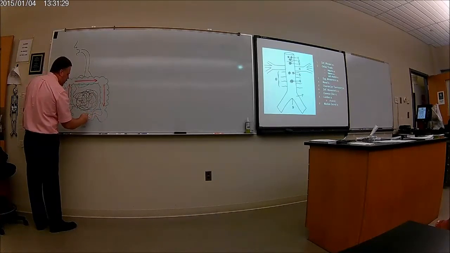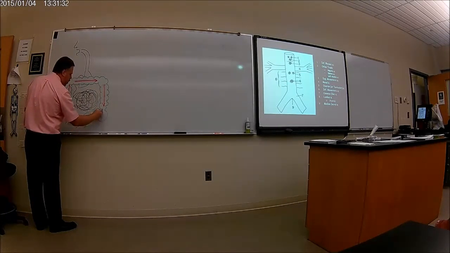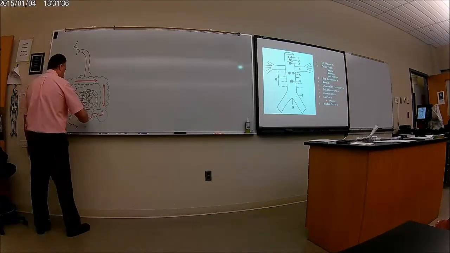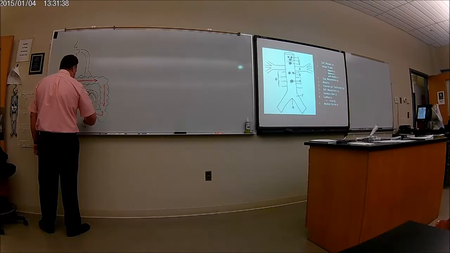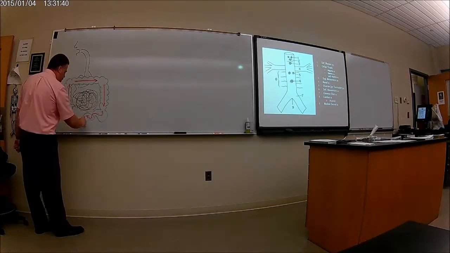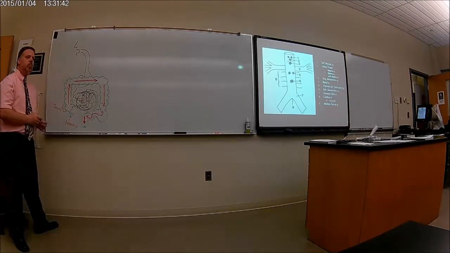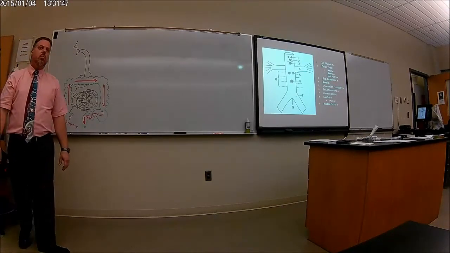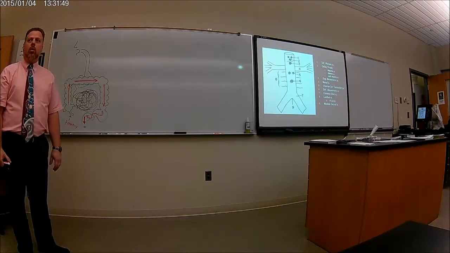It does this little S-shaped area. We call that the sigmoid colon, into the rectum, and finally the poop scoop. Okay? And from the mouth to the anus, you got 40 feet. 40. Okay? Very long.